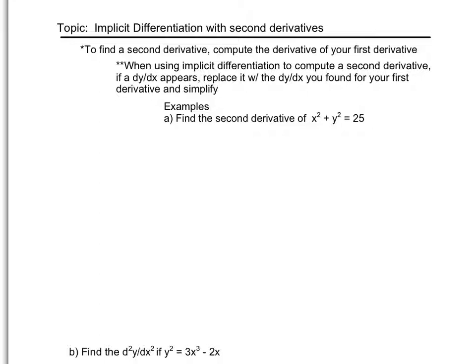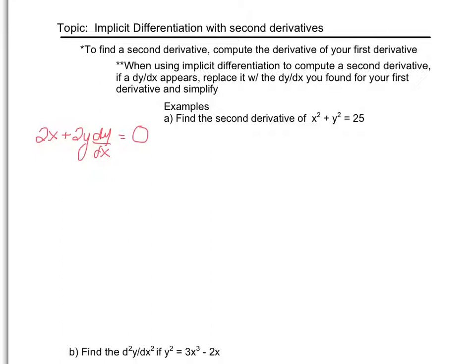I'm asked to find the second derivative. As with second derivatives in the past, I'm going to first find the first derivative, and again I have to use implicit differentiation since y is not by itself. So x squared becomes 2x, y squared becomes 2y using the power rule on both of those. But because y is my dependent variable, I have to tack on dy/dx. The derivative of 25 is just 0.